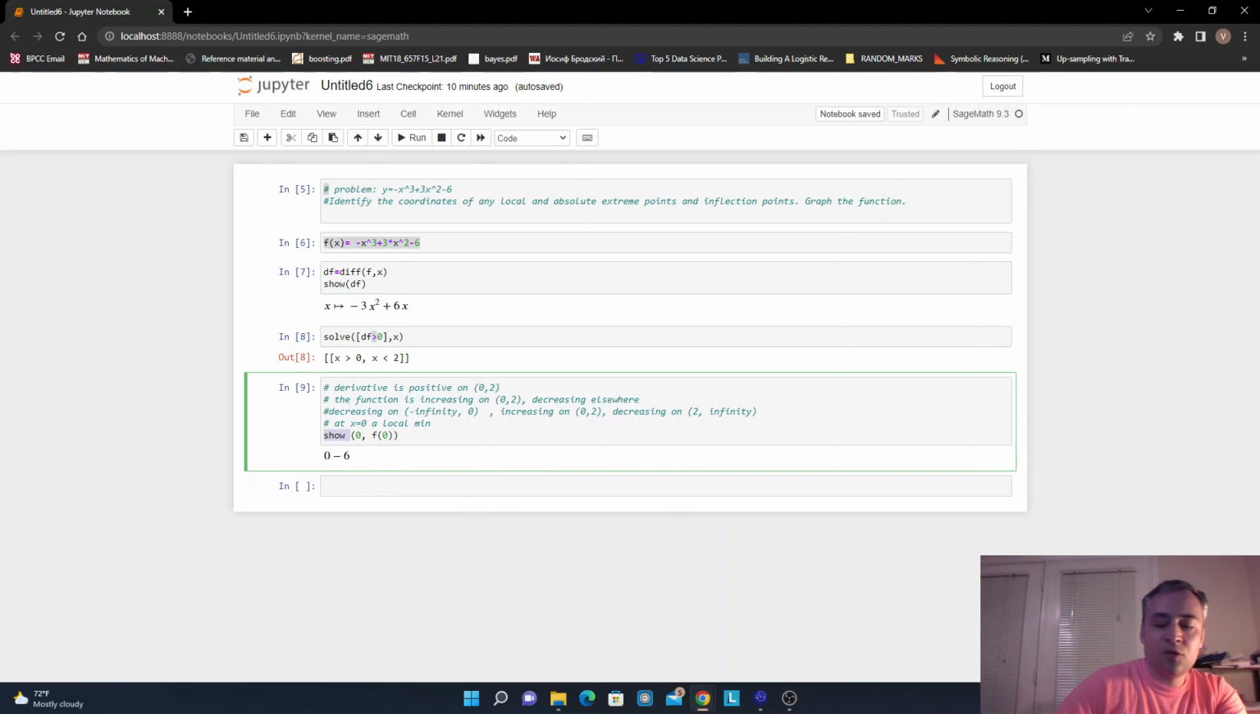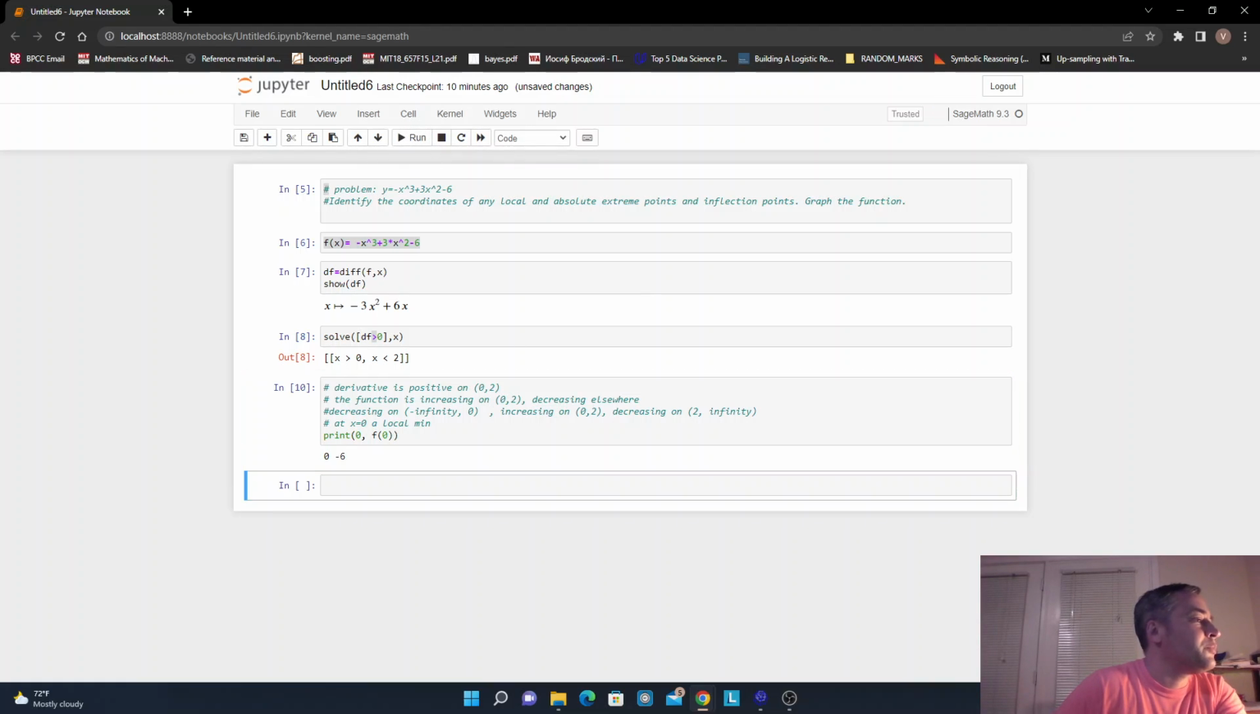Maybe it's easier to do print. You can also do print. That's just a Python thing. 0, minus 6. Okay, either way, we have a local minimum at 0, minus 6, at the point with y value minus 6. And very similarly, again, you don't have to use the same field, the same cell. You can add as many cells as you want.